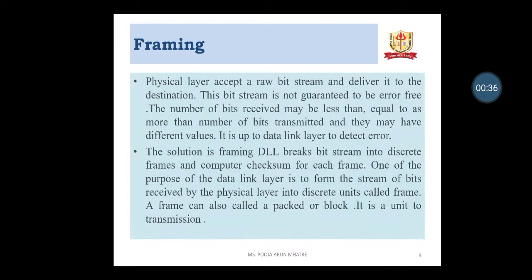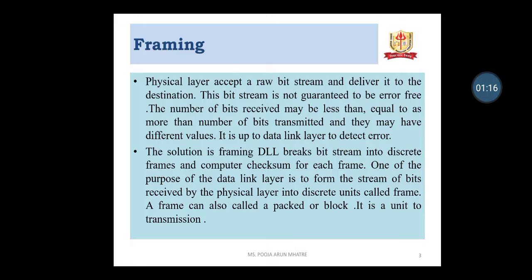Framing. The physical layer accepts a raw bit stream and delivers it to the destination. This bit stream is not guaranteed to be error free. So the number of bits received may be less than, equal to, or more than the number of bits transmitted, and they may have different values. It is up to the data link layer to detect errors. The solution is framing: the data link layer breaks the bit stream into discrete frames and computes a checksum for each frame.